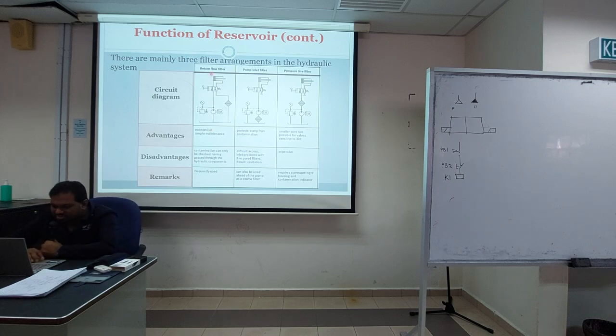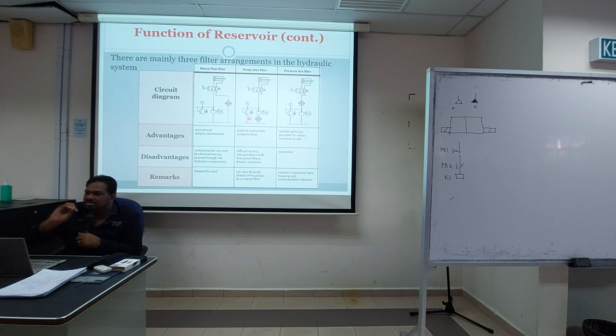So the arrangement of the filter, it can be at the return flow. Dia dah pergi ke valve, semua dia nak balik, baru dia filter. Okay, so that is the return flow filter. Then pump inlet filter, so dia letak sebelum pump. So pump ada dekat sini, motor pump. Sebelum tu, dia filter dulu, baru dia masuk ke pump untuk supply ke your system. Then you have a pressure line filter. Selepas dia dah keluar dari motor, baru di filter, baru masuk ke supply.